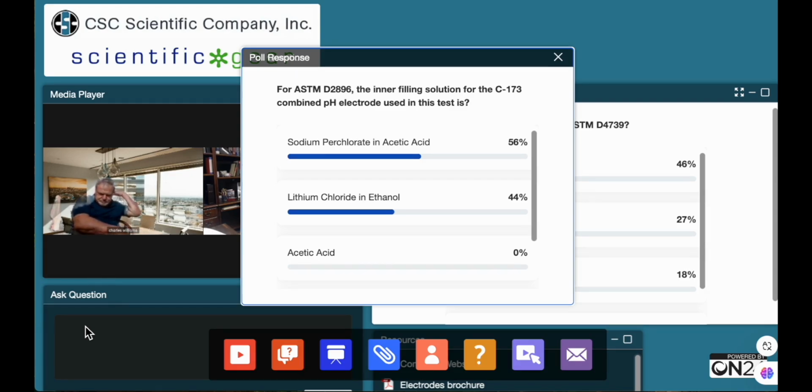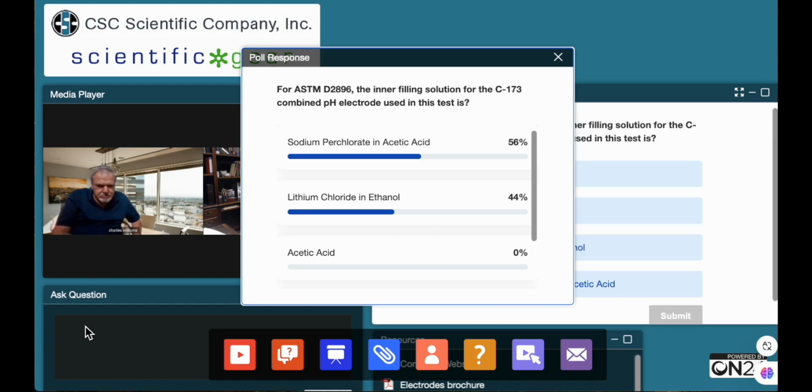Okay. Last question. For TBN, ASTM 4739, the inner filling solution for the C173 combined pH electrode used in the test is acetic acid, methanol, lithium chloride and ethanol, or sodium perchlorate and acetic acid. Remember, I said this is the same inner solution for TAN. So this is the last question, folks. What is the inner filling solution for the combined pH electrode when you're running 4739, which happens to also be the same electrode and the same inner filling solution when you're running TAN?